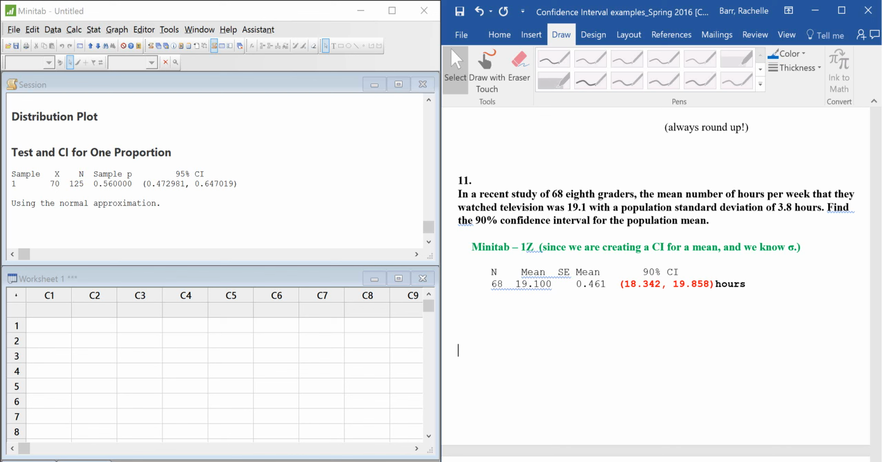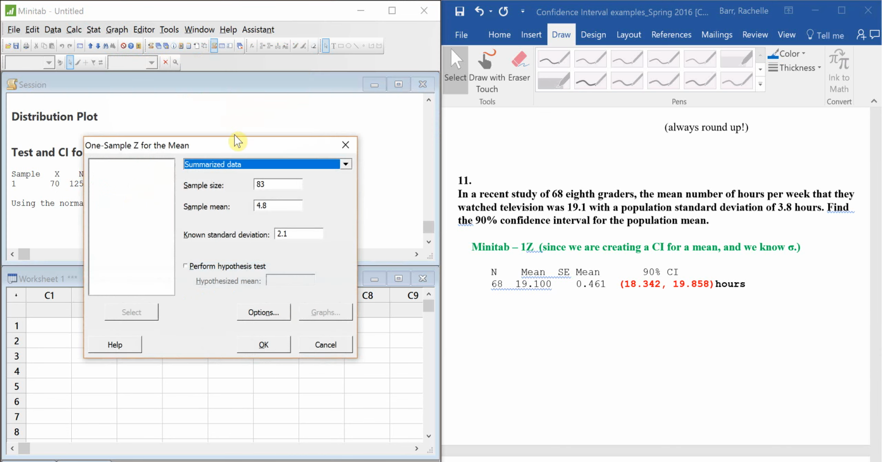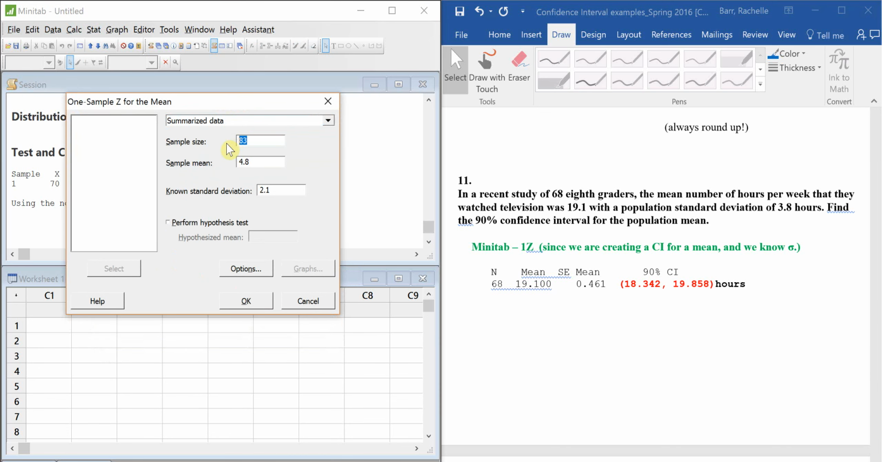So, in looking at this, I know the population standard deviation, so this is just screaming, hey, use a z-test, and it's a pretty large population size, so we're going to go ahead and hit stat. Basic statistics, go down to a one sample z, and I have summarized data, so I'm going to put in my 68 8th graders, and change this to 3.8, so it has the correct standard deviation in it. That is not the standard deviation, that's the sample size. I keep trying to put the wrong stuff in here. What am I doing? There's my known standard deviation. I get so excited about the standard deviation, I just can't contain myself.